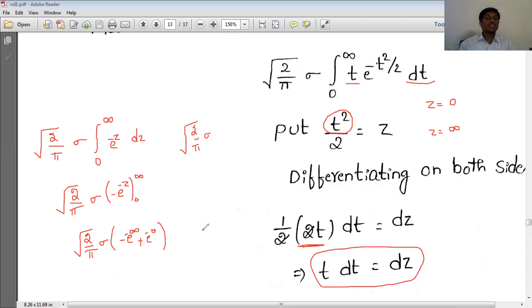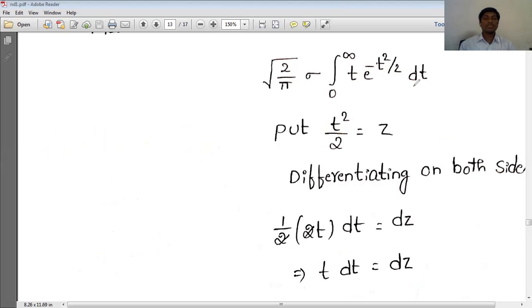Then we get square root of 2 by pi into sigma. e power minus infinity is equal to 0, and e power minus 0, or e power 0, is nothing but 1. So 1 plus 0 is nothing but 1. So finally what we got is square root of 2 by pi into sigma. This we can write as 4 by 5 times the standard deviation. In other words, the mean deviation about mean for normal distribution is 4 by 5 times the standard deviation. Root 2 by pi approximately you get as 4 by 5.